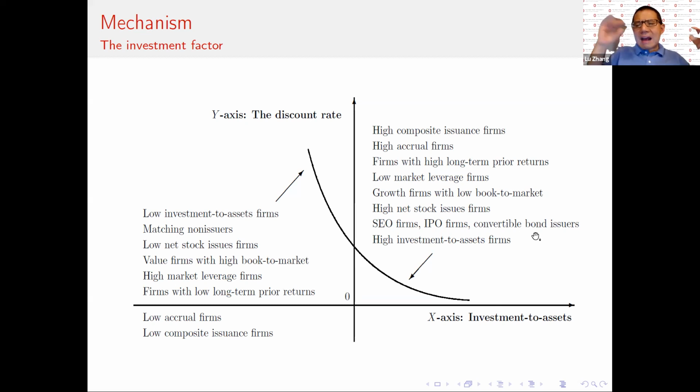On the other side of the equity issues, you have Teo and Vermeulen's long-term overperformance following open market share repurchases, or even dividend payouts, for example. And if you take equity issues minus equity repurchases, you get net stock issues. It turns out empirically firms with high net stock issues also turn out to be high investment firms. They will earn lower rates of returns going forward than low net stock issue firms.